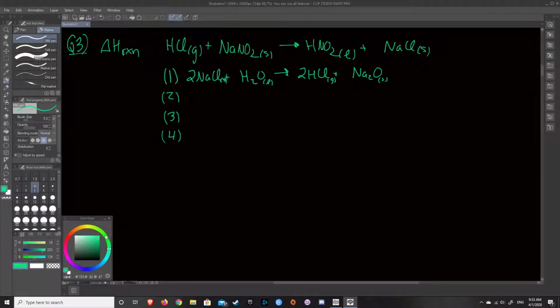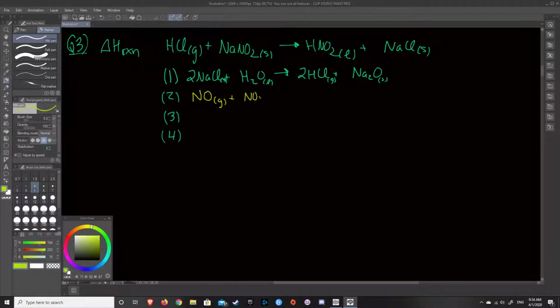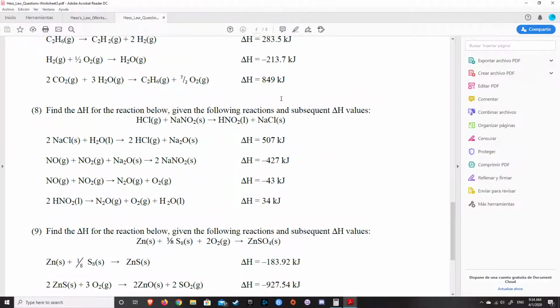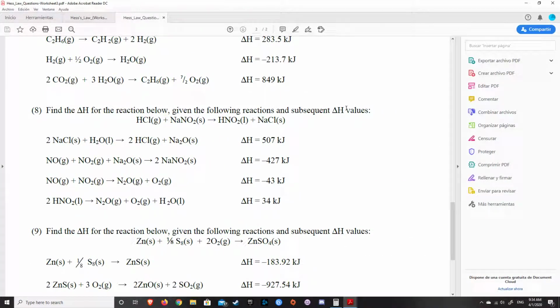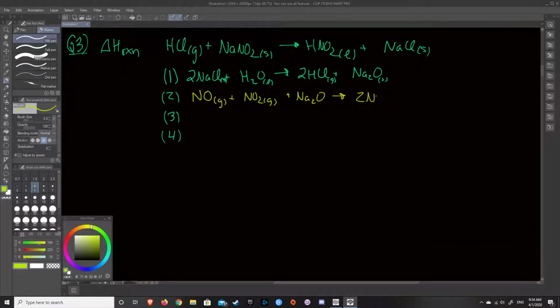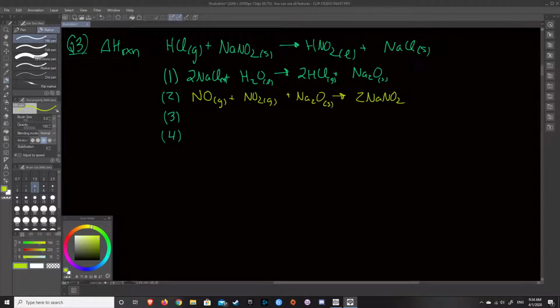I'll change the colors just for each equation. NO gas plus NO2 gas plus Na2O reacts to form 2NaNO2. 2NaNO2. And that's gas, gas, solid, solid. So here, this is just what I just noticed.